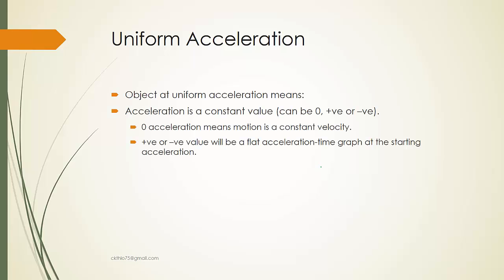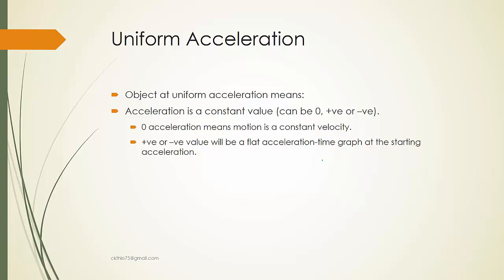An object at uniform acceleration means that acceleration is a constant value. It can be 0, it can be positive, or it can be negative. But 0, of course, is the previous case covered. So we'll be focusing on positive or negative values. Since it's constant, it means that it will be a flat acceleration time graph.